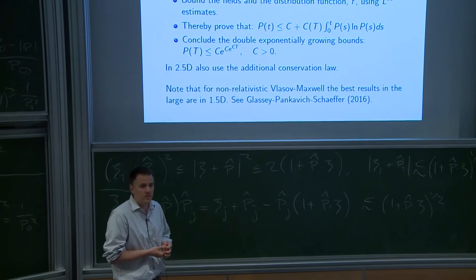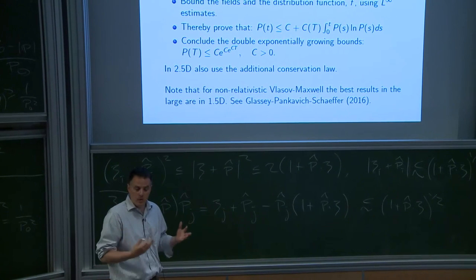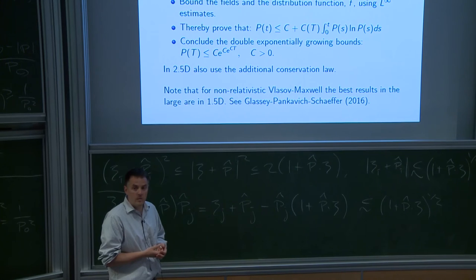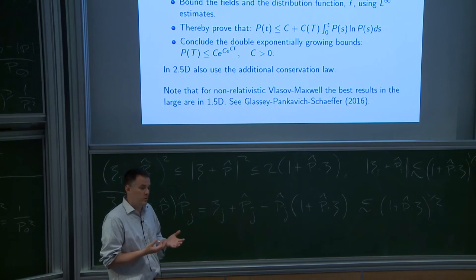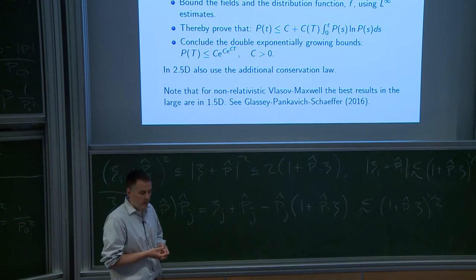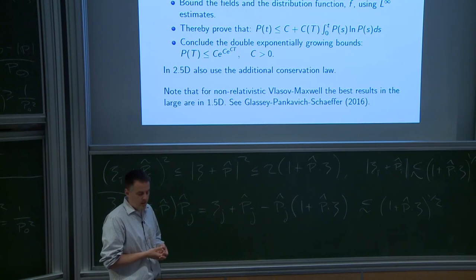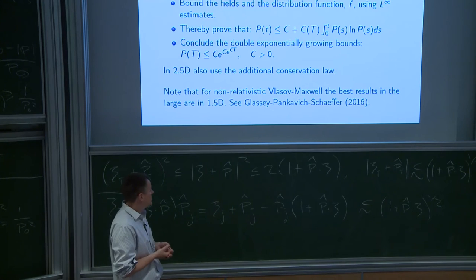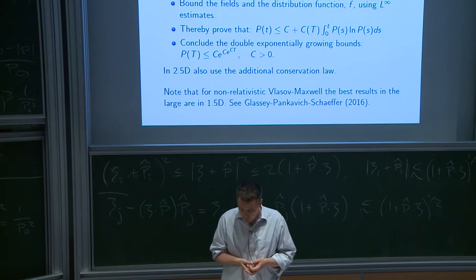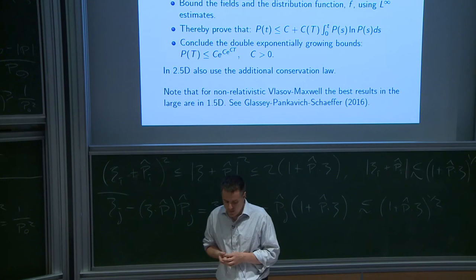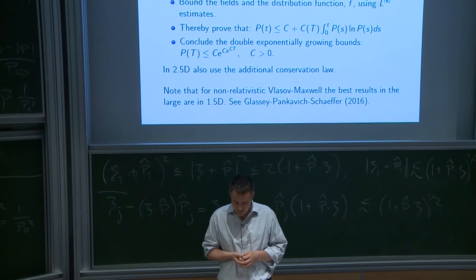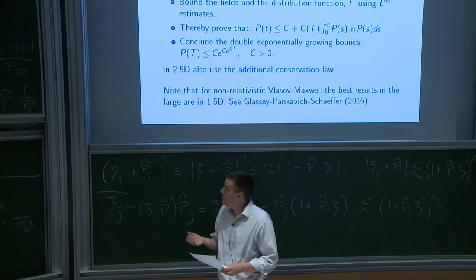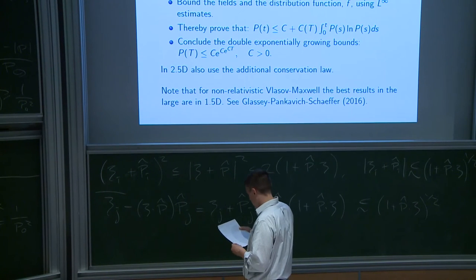So for non-relativistic Vlasov-Maxwell, the characteristics can explode because the velocities are not bounded. There's no p hat. There's just v, and v can go to infinity. Of course, you assume that the momentum support is finite initially, and you hope to prove that for all time, but it's not as easy. In 1.5D, the best results in the large are known, and there's a very recent paper by Glassey, Pankavich, Schaeffer in this direction.